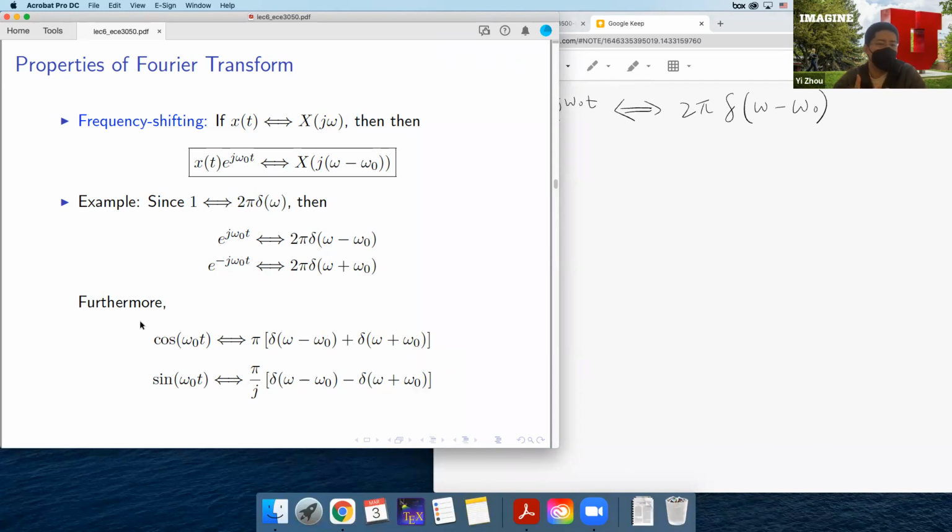So you can equivalently say that the frequency shifting property tells us that a phase change in the time domain will lead to a frequency shift in the frequency domain, right? Because xt multiplied by e to the power of j omega naught t is like modifying the complex signal xt, modifying its phase by omega naught t, right? This complex exponential only modifies the phase part.